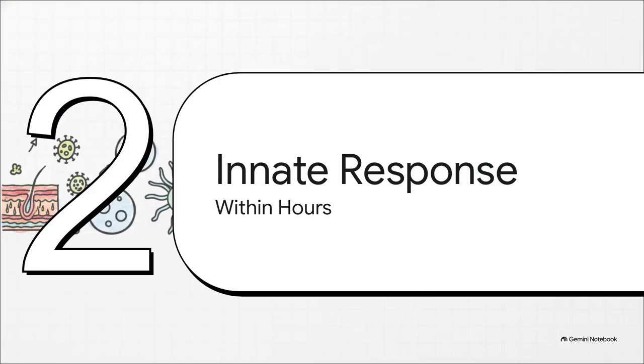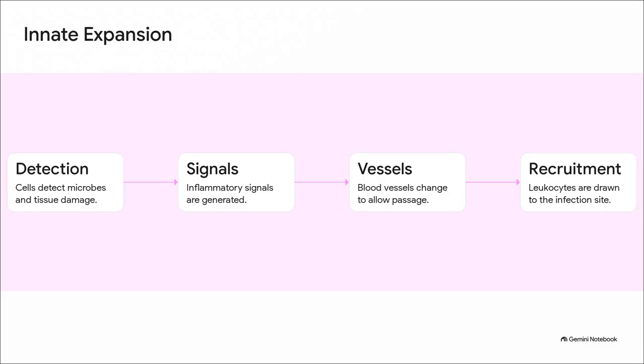But, what if those initial barriers are bypassed? Well, that brings us to section 2. Within hours, the innate system expands. Right, so if a microbe actually manages to sneak past the gates, the body triggers this incredibly rapid, highly ordered crisis response. First, tissue cells detect the damage. Instantly, inflammatory signals go off like a biological fire alarm. It's crazy. Your blood vessels literally change their physical structure to open up, and white blood cells are aggressively yanked out of the bloodstream straight into the combat zone.